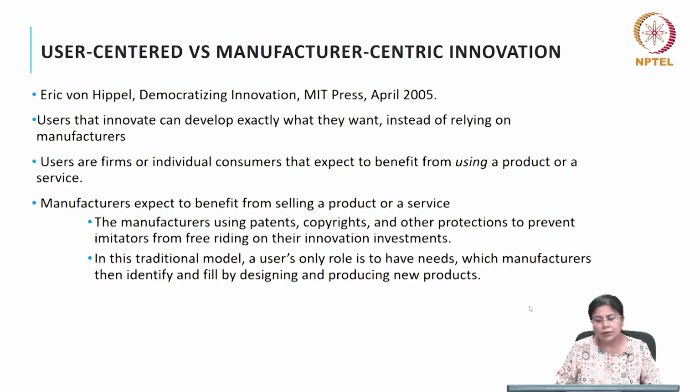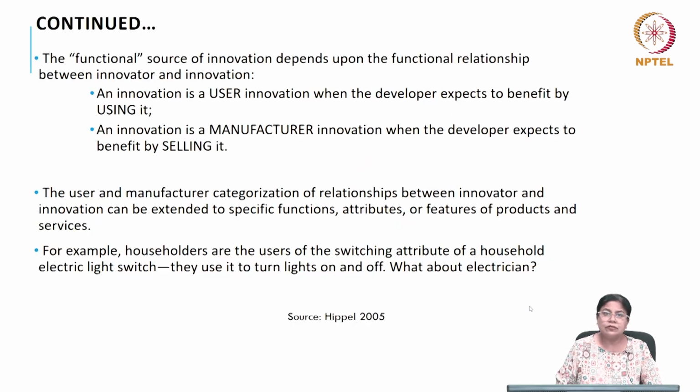In this traditional model, the user's role is only to have needs, whereas the manufacturer identifies the needs, fills in the gap, brings in the new design, and produces the novel products. The functional source of innovation in that case depends upon the functional relationship between the innovator and the innovation. The innovation is a user innovation when the developer expects to benefit from using it, whereas an innovation is a manufacturer innovation if the developer is likely to benefit from selling it.